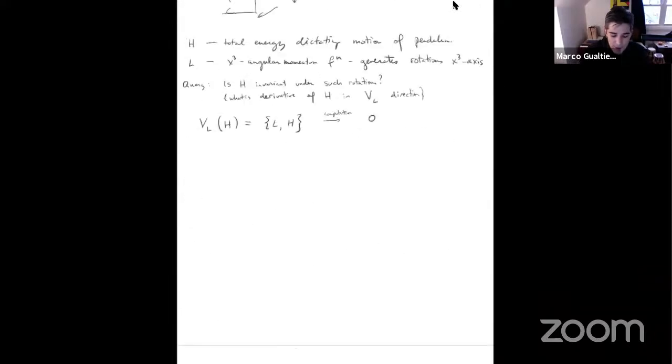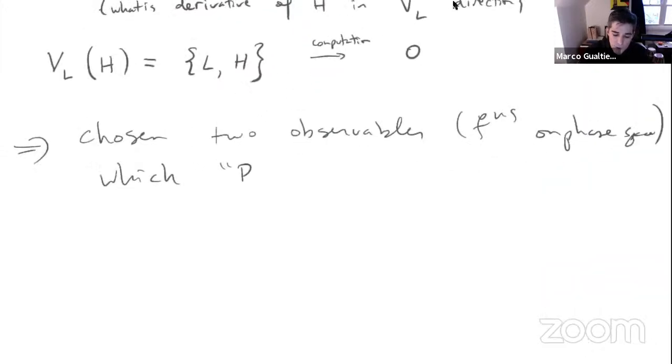So now we have 2 distinguished observables. We have chosen 2 observables, which is a synonym for functions on phase space, and the term for this is Poisson commute.